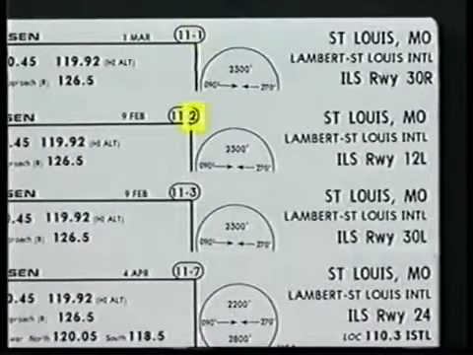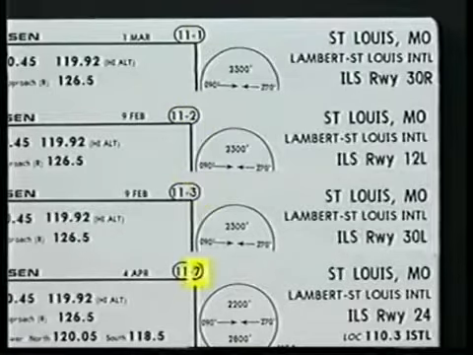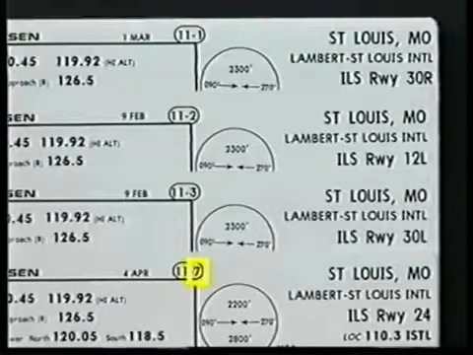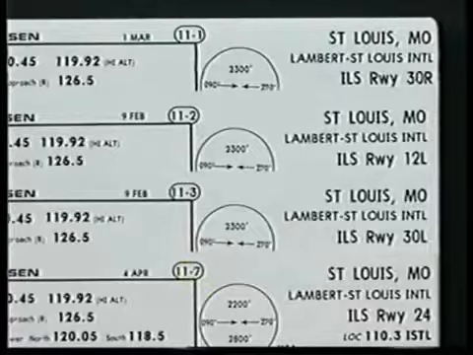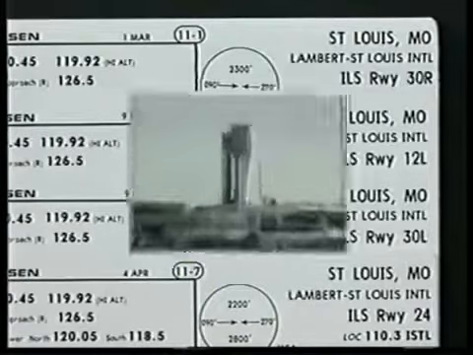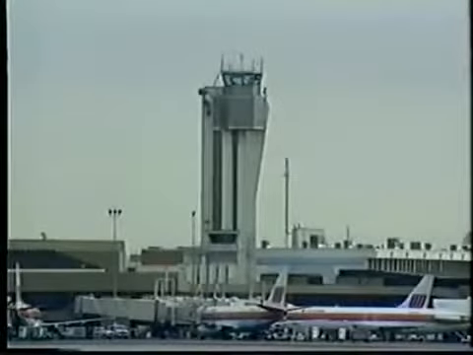11-1, 2, 3, and 7 are other ILS approaches at St. Louis. This is Terps International Airport Information Mike.